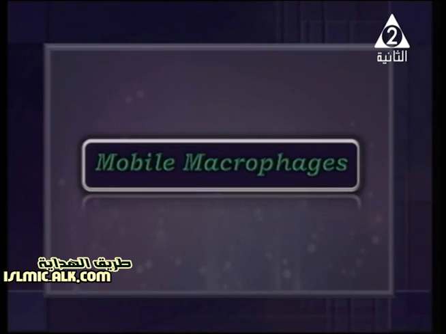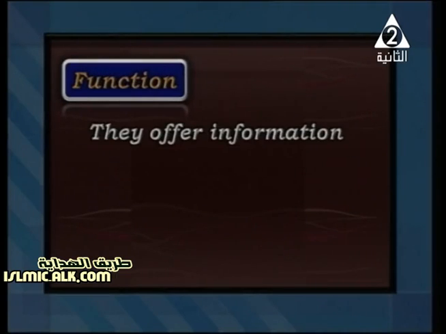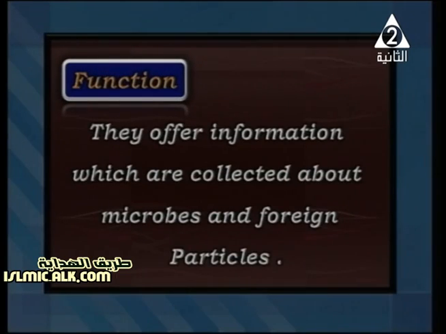What's the second type of the macrophages? The mobile or the movable macrophages. Their function is that they offer information. They are like an archive in your body, a kind of database inside your body, offering the information that is needed and collecting information about the enemies, about the microbes and foreign particles inside your body.